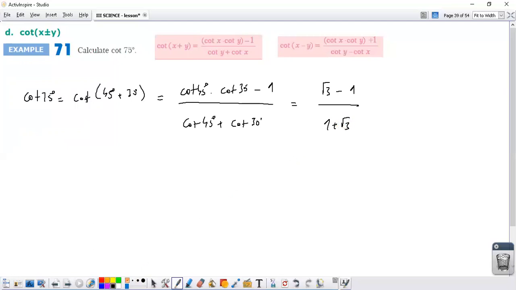Okay. So we can get rid of this irrational denominator by taking the conjugate of 1 plus root 3. So it's going to be 1 minus root 3. Okay. By multiplying these irrational numbers, we will get 2 minus root 3.